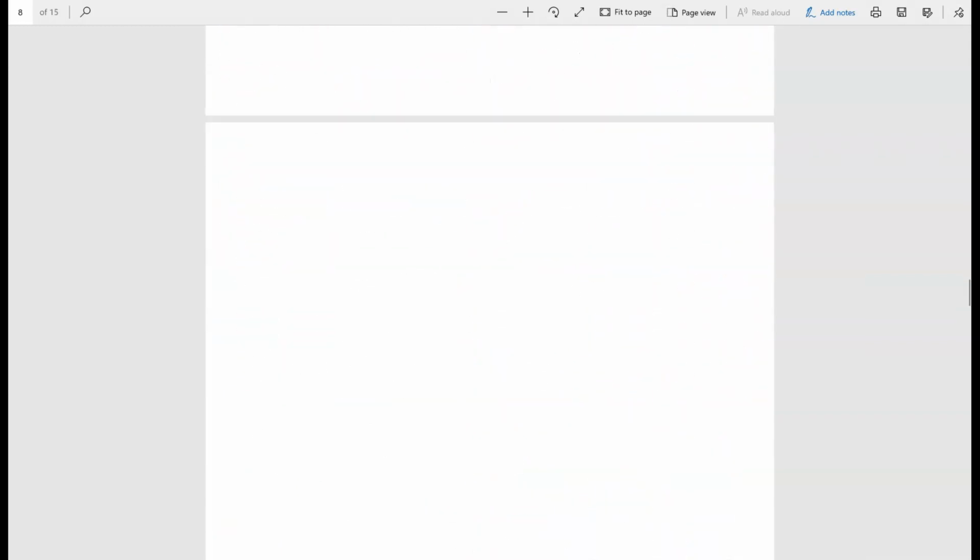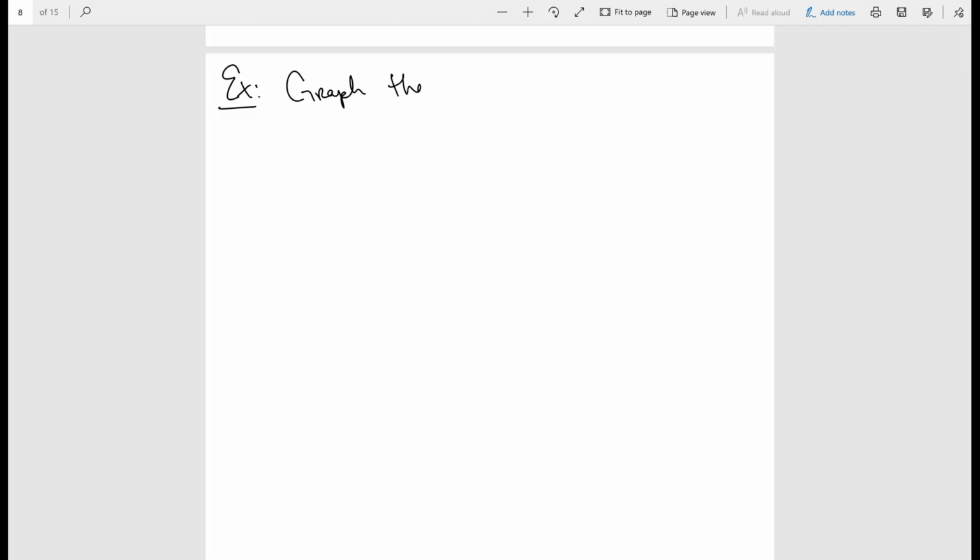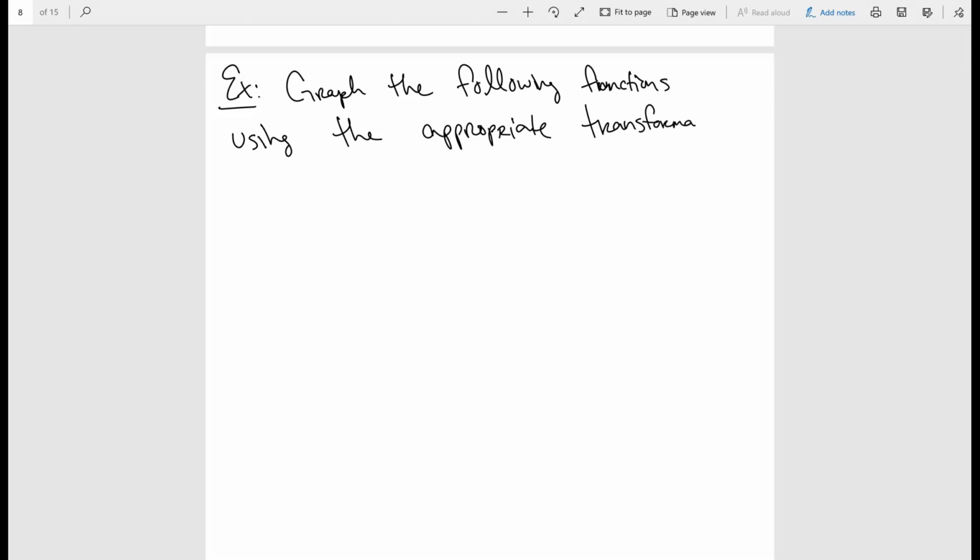Let's do a couple of examples where we're shifting and compressing. So, example: let's say you want to graph the following functions using the appropriate transformations. Okay, so we're going to start off with f of x is equal to x squared minus 3. So now what would that kind of look like?